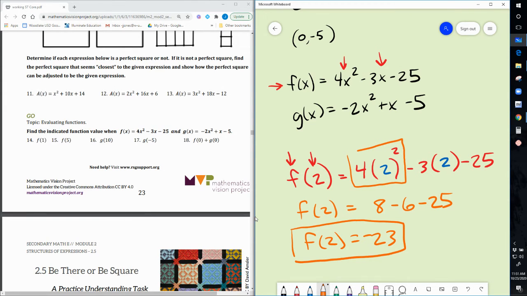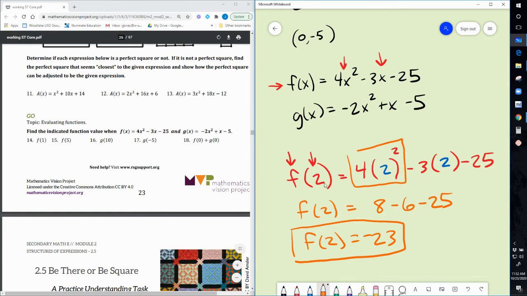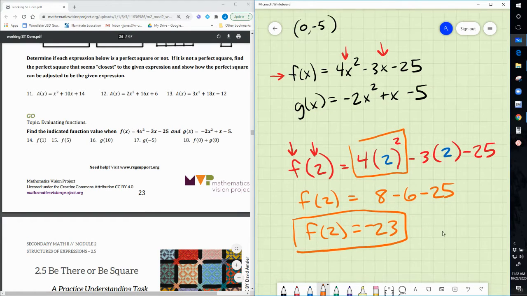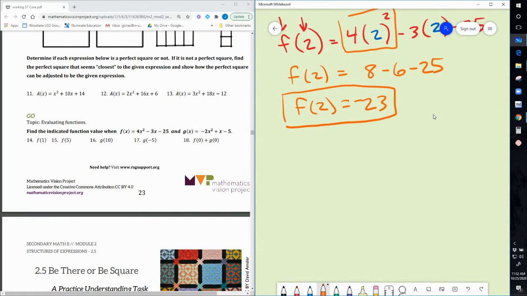If it said g of 2, then you plug them into the g equation. Now the only one that's different is you see one that says f of 0 plus g of 0. Okay, that means if x is 0 in the f equation, get your answer. So whatever the answer of that is, you put here, and then you add it to whatever the answer of that is and put it there.